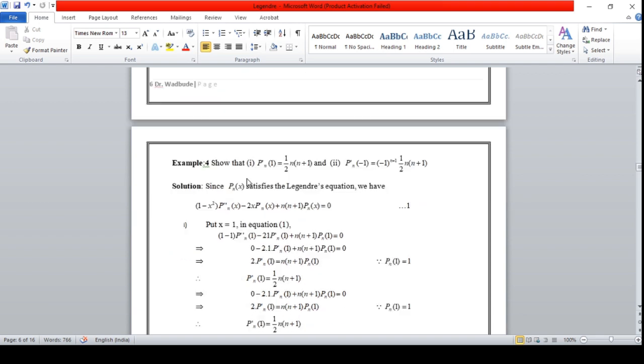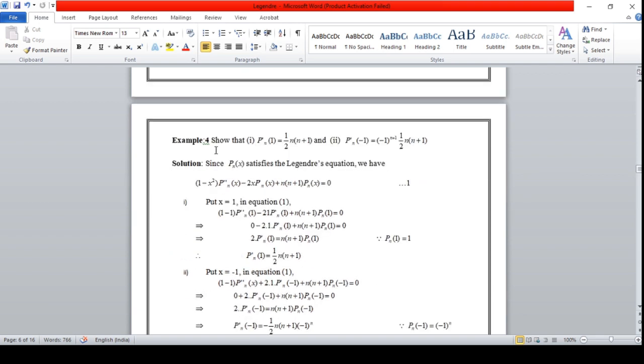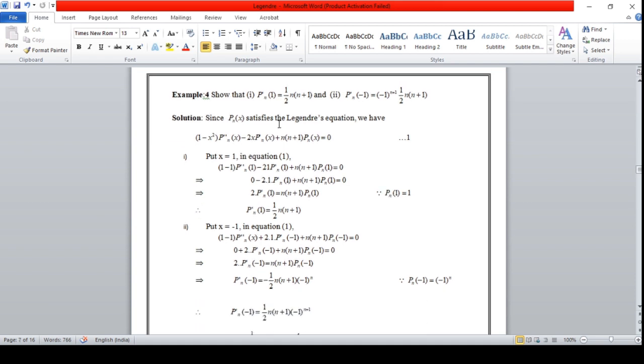This is the result. Next example, show that P dash n(1) is equal to 1 by 2 n into n plus 1, and second, P dash n(minus 1) is equal to minus 1 raised to the power n plus 1 into 1 upon 2 n into n plus 1. These are the applications of Rodrigues formula.